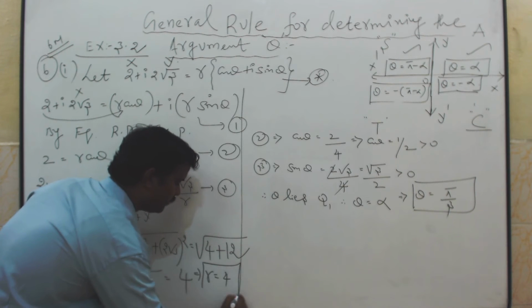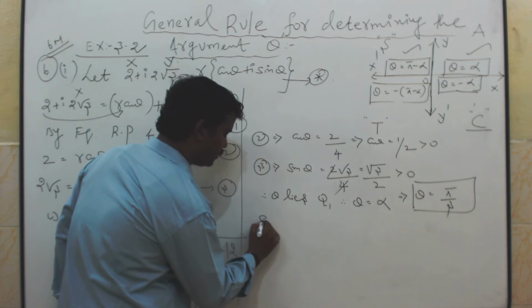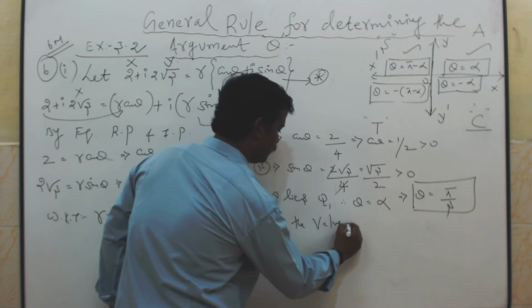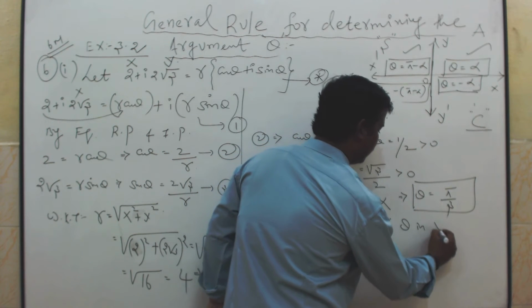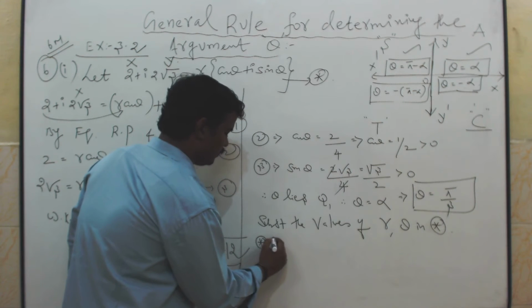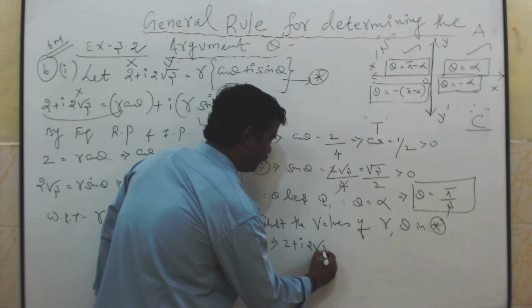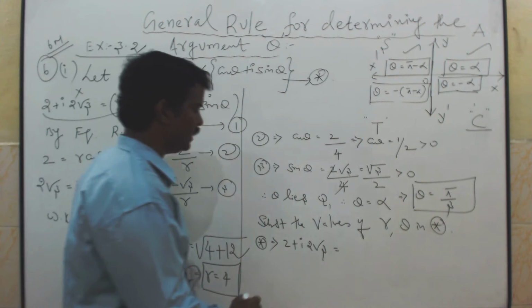R is 4. What is theta? Pi by 3. Substitute the values of r and theta in star. Star implies 2 plus I into 2 root 3 is equal to r. What is the value of r? R is 4.